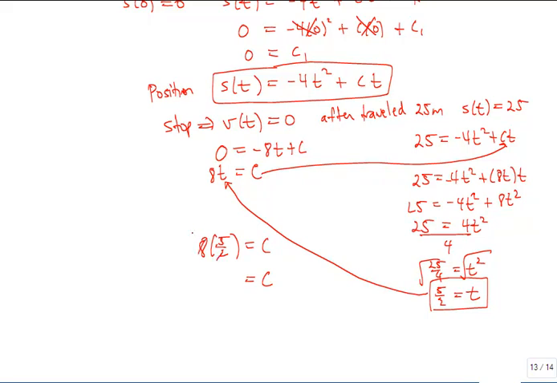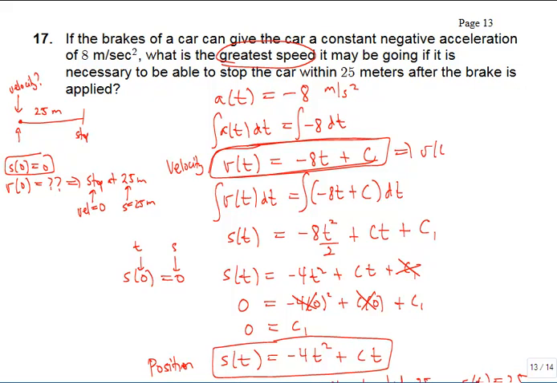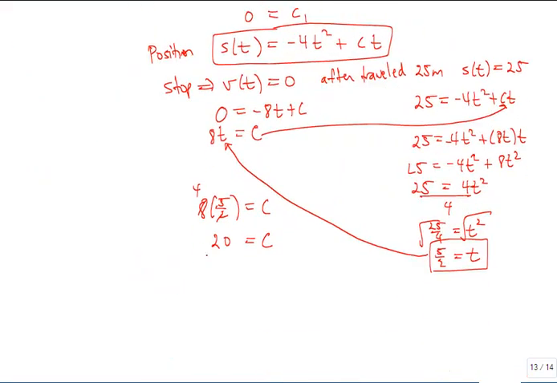And 2 goes into 8 4 times. 4 times 5 is 20. So c is this initial velocity. When time is 0, this goes to 0, and that'll just be your c. So this c represents how fast we were going right from the start. So this 20 is what our answer is that they're looking for.